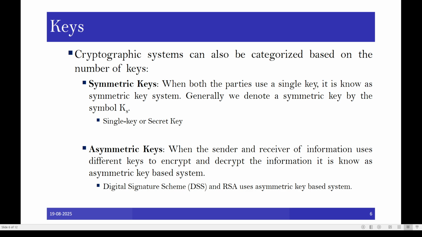The next thing is the keys. Cryptographic systems can also be categorized based on the number of keys. The keys can be symmetric key or asymmetric key. When both the parties, the sender and the receiver, use the same key, it is known as a symmetric key system. Generally, we denote a symmetric key by the symbol K with a subscript S. Single key or secret key are also the names given to symmetric key systems. In asymmetric key systems, the sender and the receiver of the information use different keys to encrypt and decrypt the information. Digital signature scheme, the DSS, and RSA use asymmetric key based systems.